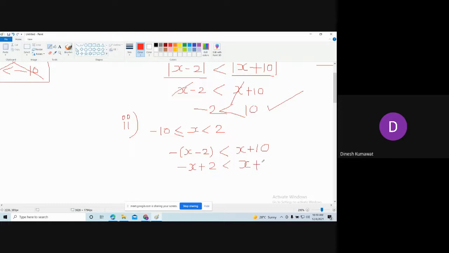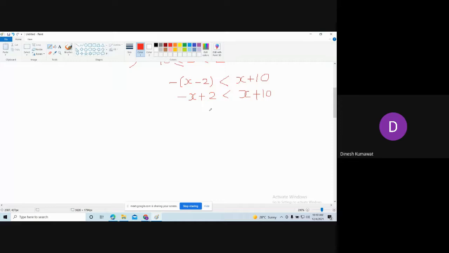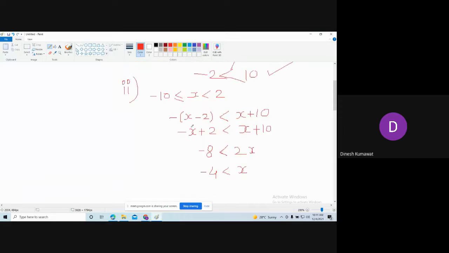So what do we have after simplification? This gives me minus 8, and this gives me 2 times x. So what is the condition on x? x is bigger than minus 4. So this is our second case. Is case number 2 clear? Yes, sir.